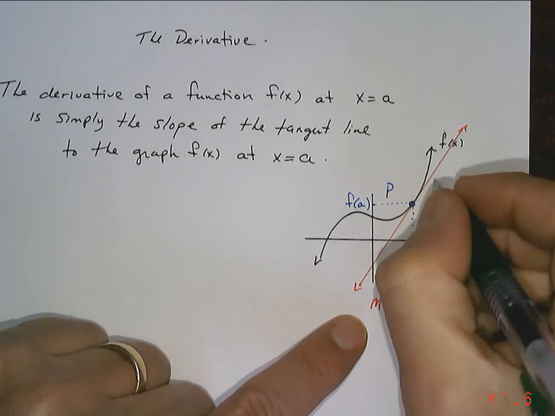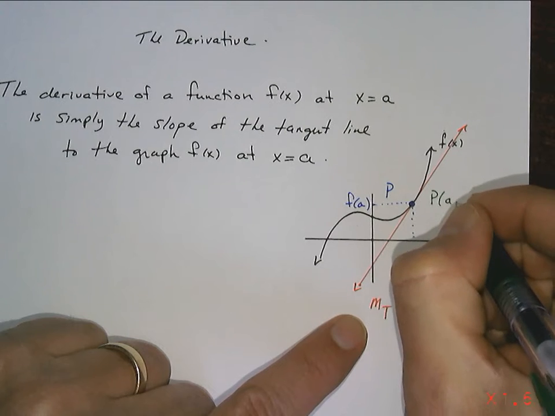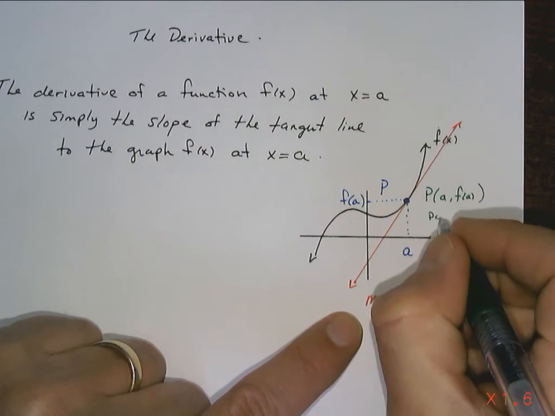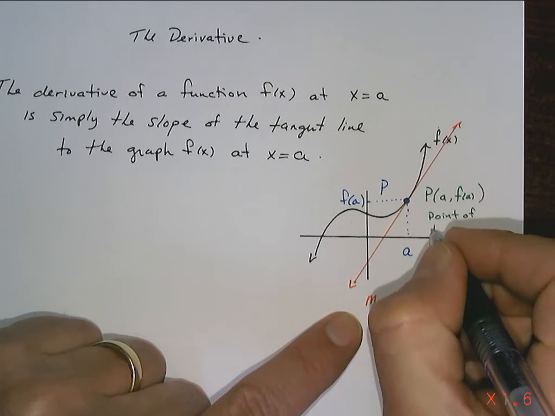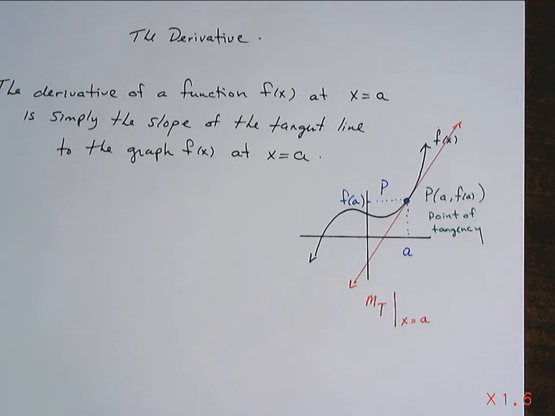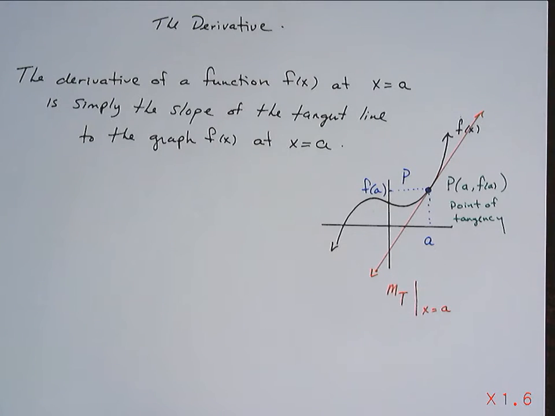And just to be very clear, this point P, which is a comma f of a, is what I call the point of tangency. It is the point that's shared by both the tangent and the curve. So point P is the shared point. That's what a derivative is. Let's be very clear here. The derivative is a very fancy way of saying it's the slope of the tangent at a particular point, x equals a.